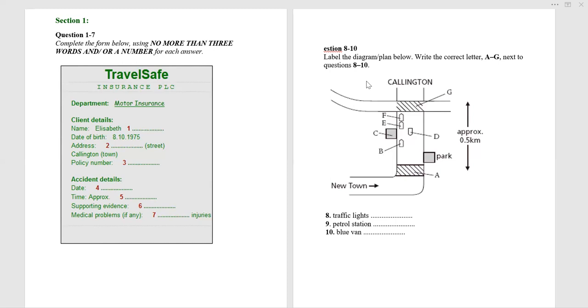That is the end of section one. You now have half a minute to check your answers. Send your answer in the chat box, please.